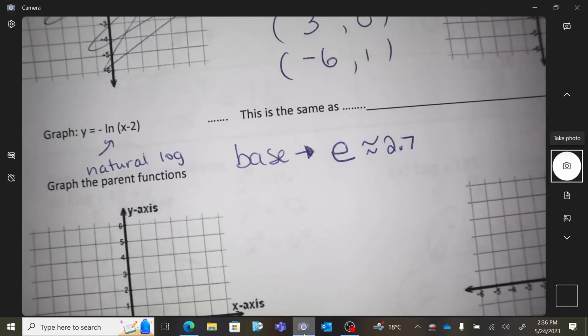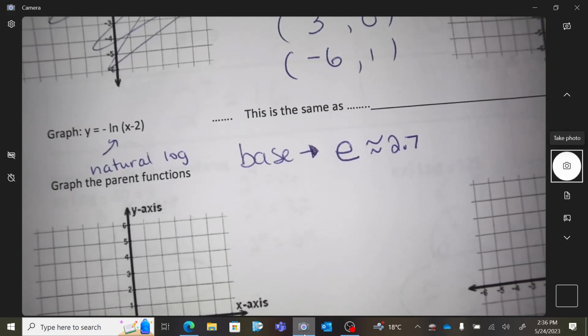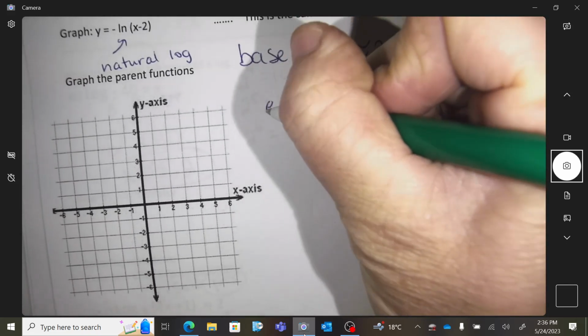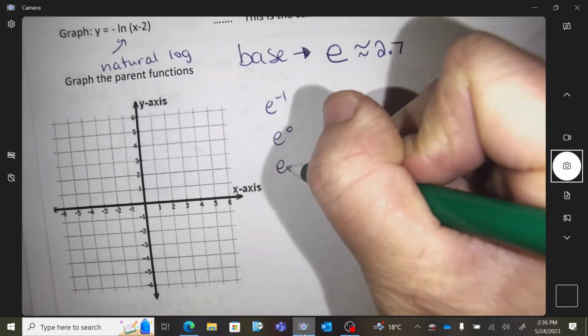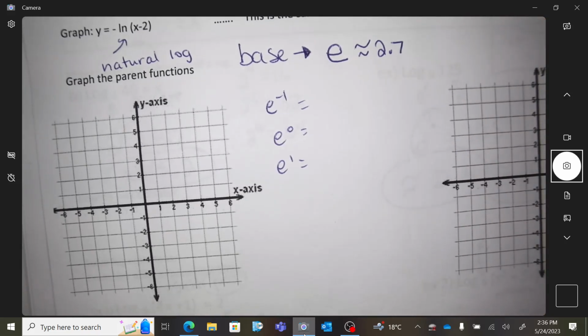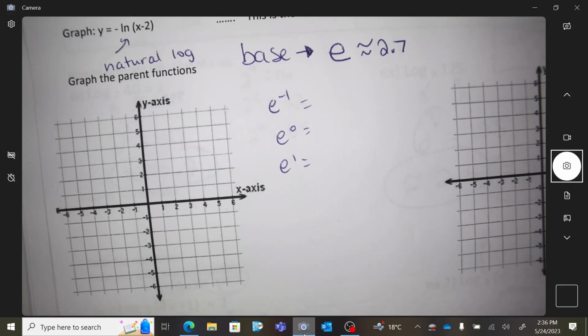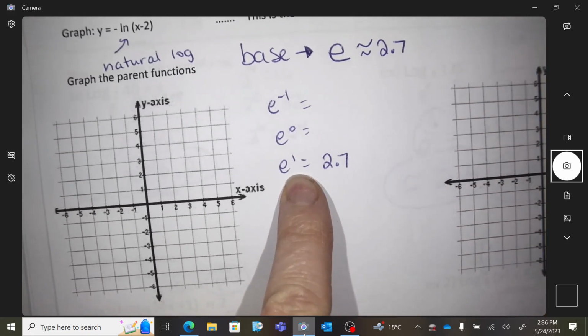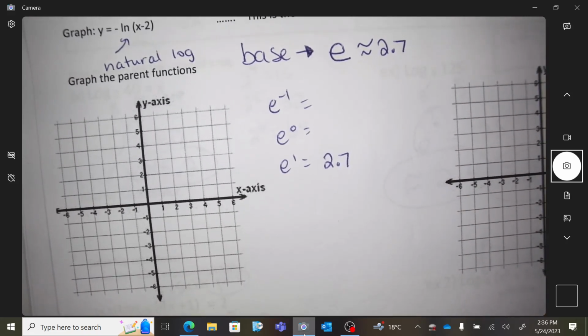Okay, here we go. How do we always start? E to the negative 1, E to the 0, E to the 1. We always start with the base to the, we do 3 things. Well, we just did this, right? We all just did E to the 1. So I'm going to write 2.7. It's a graph, so I can just go to 1 decimal, because on your graph, I'm not going to see the difference between 3 decimal places or 1.